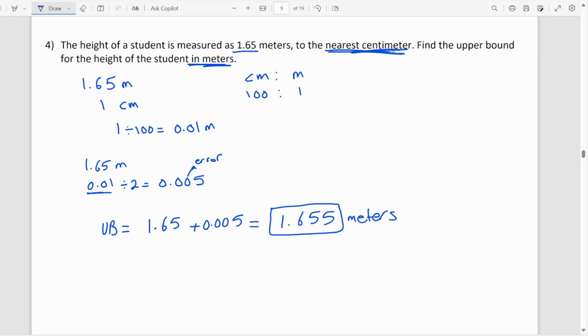So when the unit is not the same, you need to change either one of them to the other. Okay, I hope this is clear. This should make you feel confident in finding upper bounds and lower bounds, okay, for all kinds of measurements and the error interval. We'll get to more complicated upper and lower bound applications in another video.